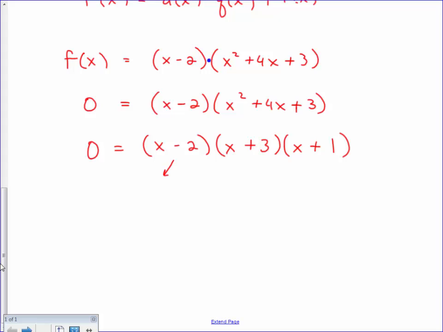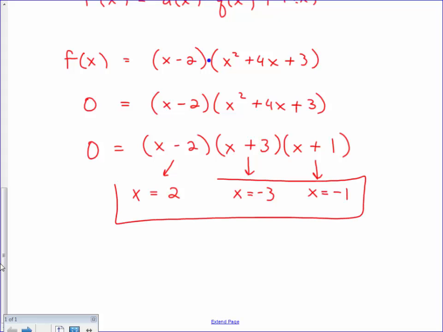So on here, x minus 2 being a factor means x equals 2 would be a 0. x plus 3 being a factor means x equals negative 3 would be a 0. And then x plus 1 being a factor means x equals negative 1 would be a 0. And so now, with that, I have been able to find the zeros of the original f of x function.